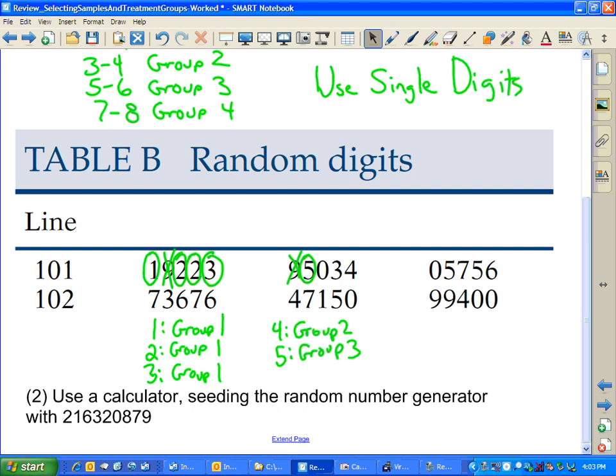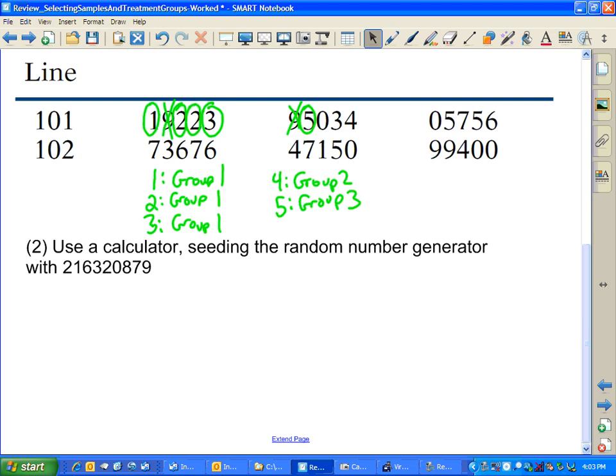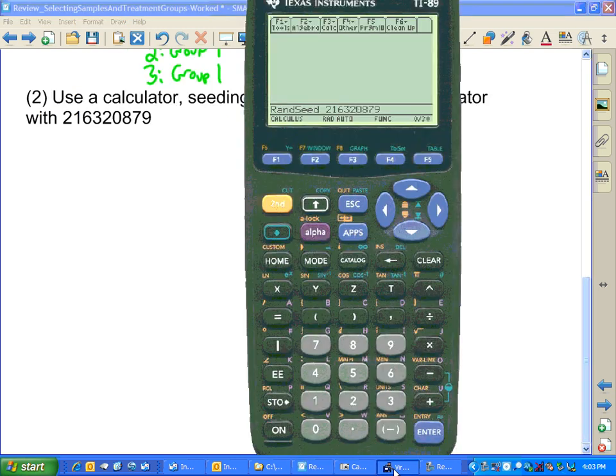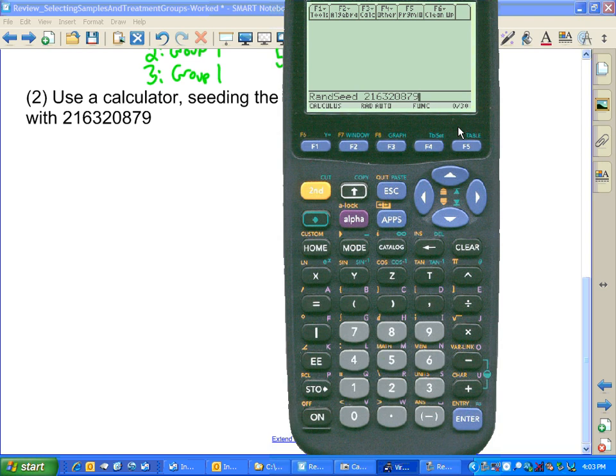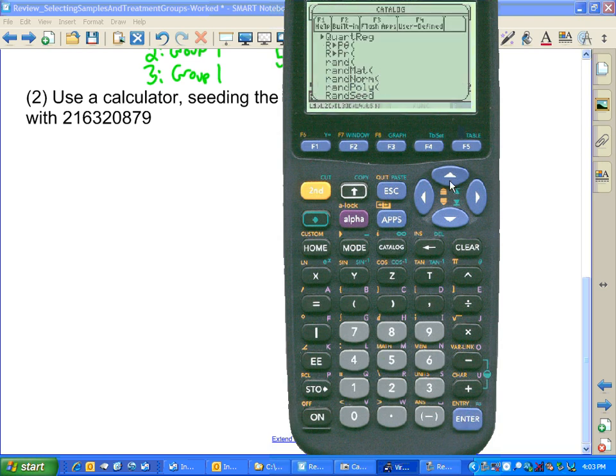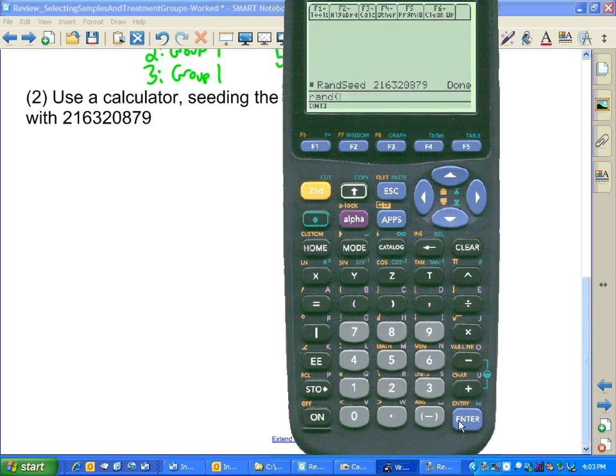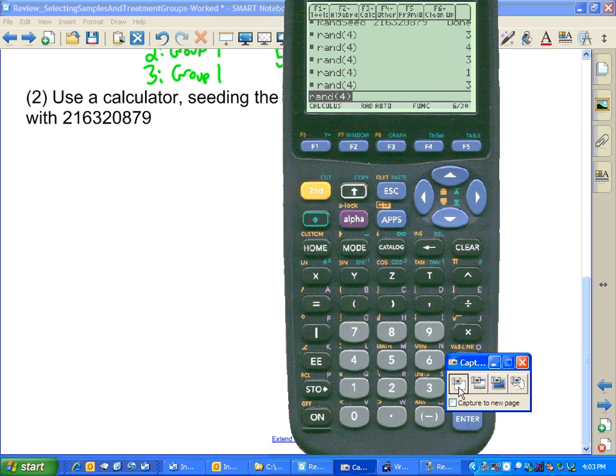Doing the same task with the calculator, starting the random number generator. Remember the fundamental question: how many choices are there? There are 4 choices here, 4 choices of treatment groups. So we're going to randomize a number between 1 and 4. The first person is in group 3, the second person in group 4, third person group 3, group 1, and group 3. So we have those here.